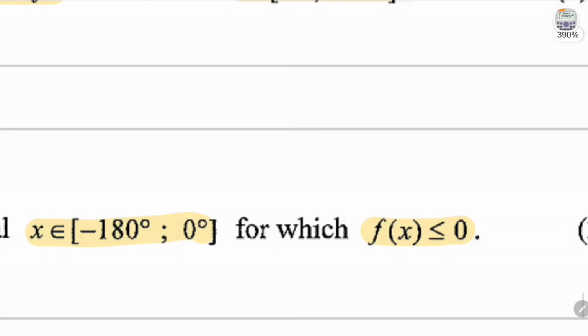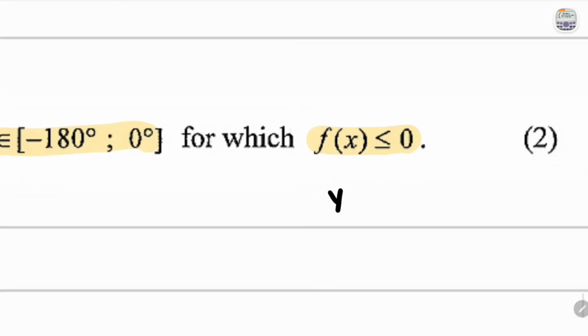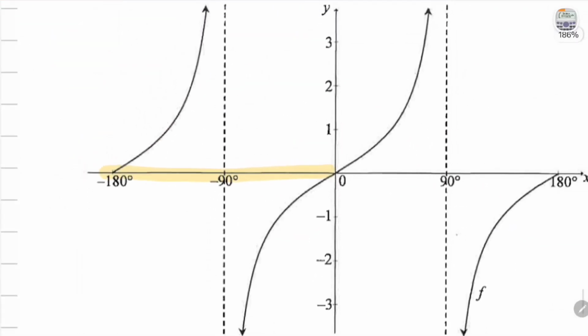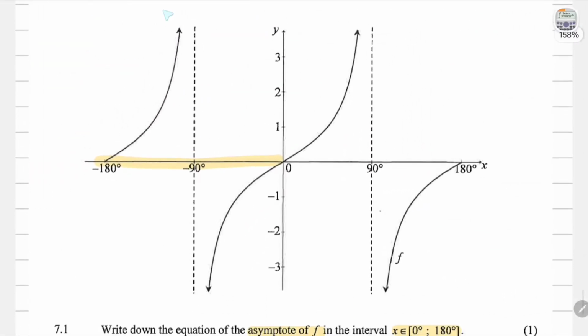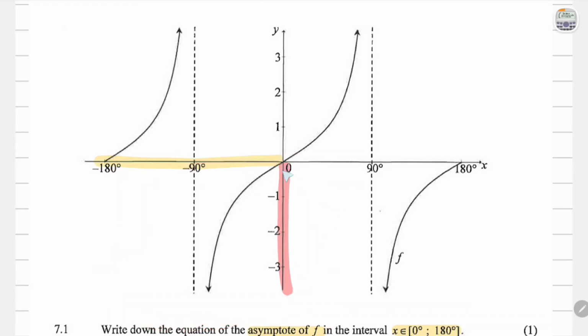F of x stands for the y values of your graph. So this is where our y values are negative. Okay, so let's look at that. When we look at this, where are your y values negative? Here is our y-axis. This is the positive part, and this is the negative part. So do you see down here that the part of the graph we're taking is this, because that would have negative y values. So it's all of this.